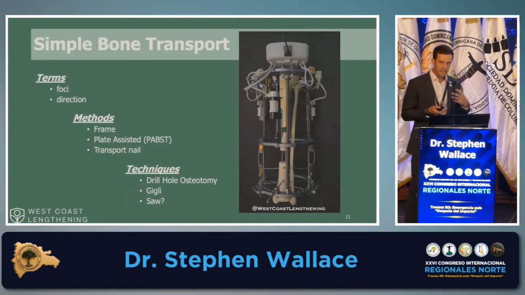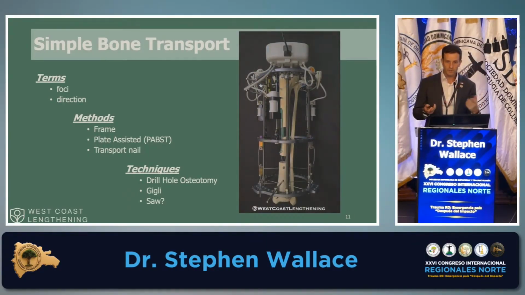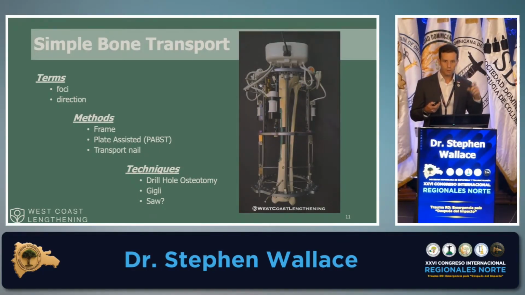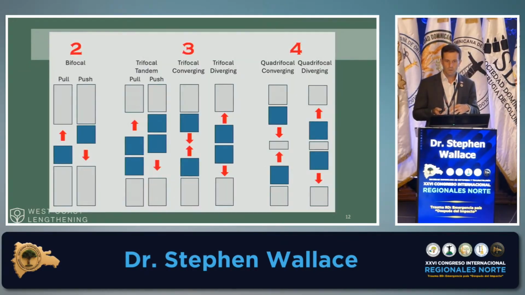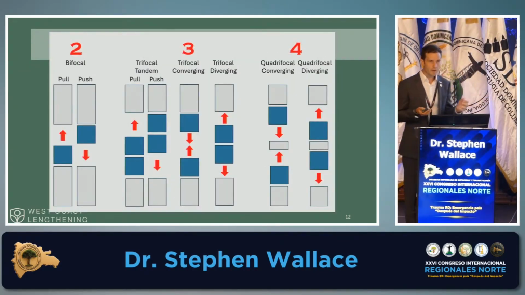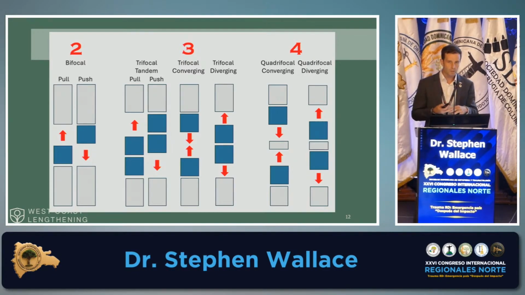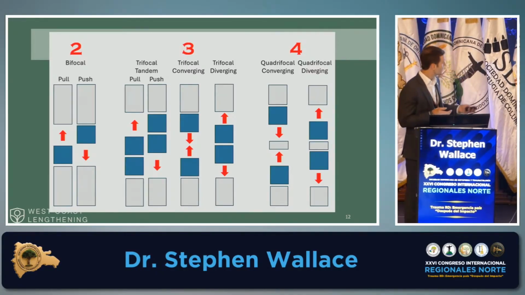So just to get people familiar with some of the terms of transport, we talk about how many segments we transport, what direction, how we do it, and then some specific techniques on how we do it safely and effectively. So here, when we talk about a bifocal transport, it doesn't mean there are two segments moving. It means there's one segment moving where you have an area of distraction, making new bone, and another area where you're filling in the gap.